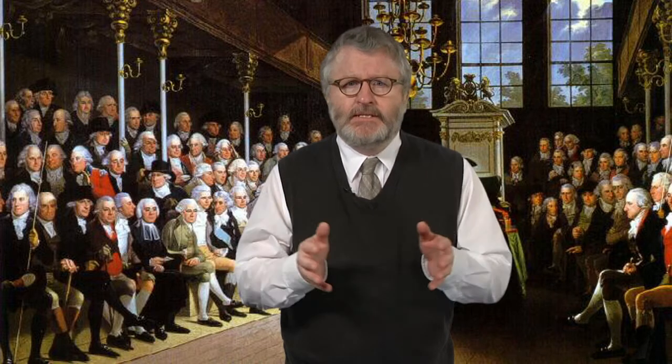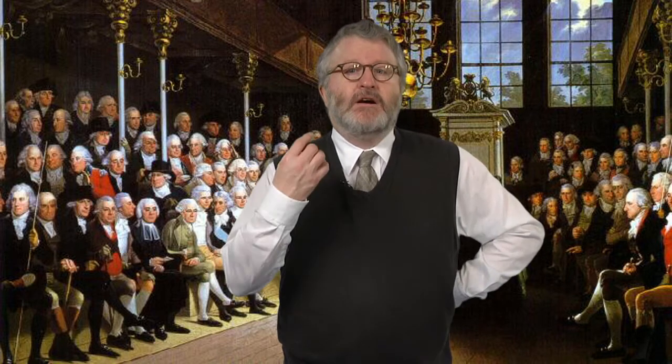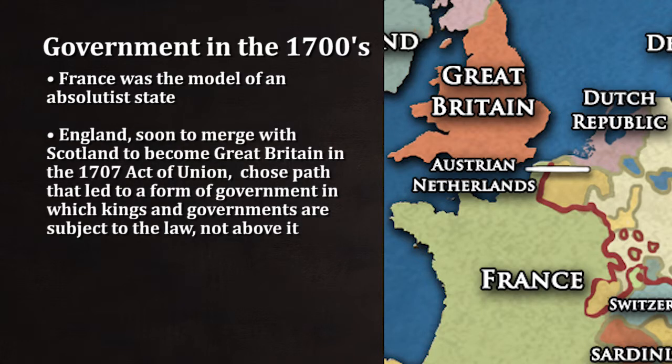Now, although it would be wrong to say that the two fought one another over ideological differences, it is necessary to note that by the end of the 17th century, as the Anglo-French struggle got underway, their styles of government were beginning to differ markedly. France, to be sure, was absolutist. Indeed, she was the very model of an absolutist state. But England, soon to merge with Scotland to become Great Britain in the 1707 Act of Union, had chosen another path, an often tortuous path, as we shall see.